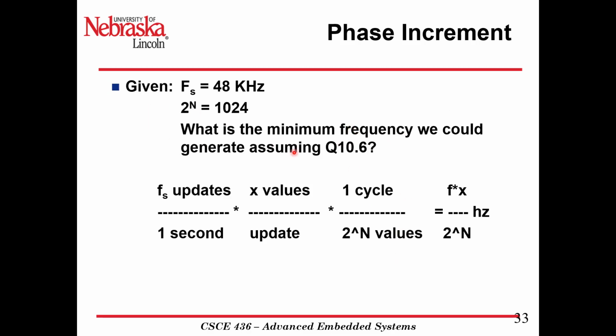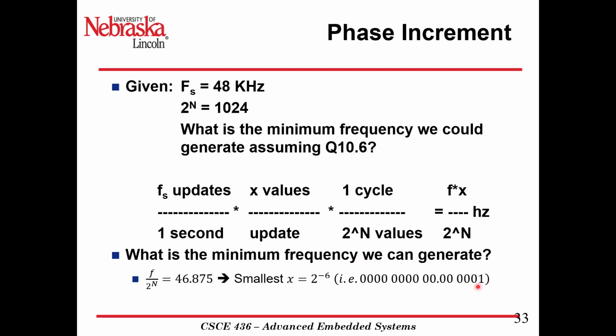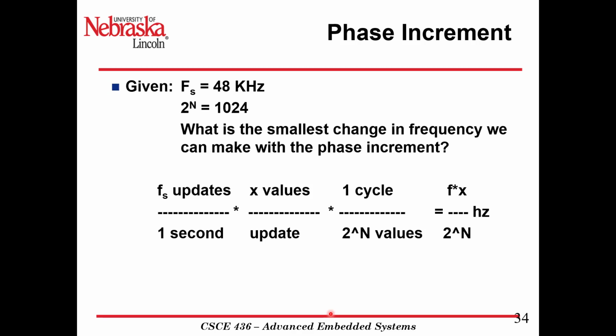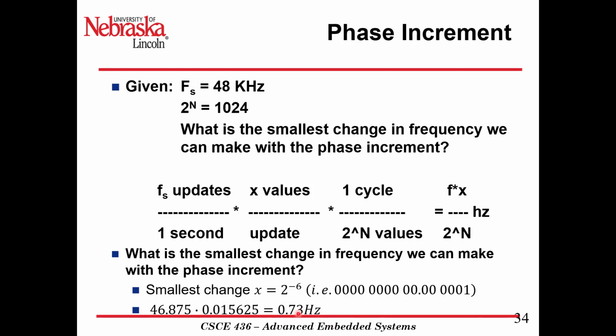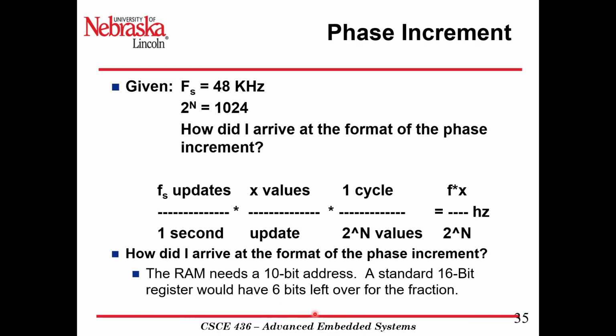What is the minimum frequency we can generate? Assuming 10.6, the minimum frequency would just be the very smallest number change, which would be 0.000001. So x is 2 to the minus 6, and that's going to give me roughly 0.73 hertz. What is the smallest change in frequency? The smallest change is going to be the same. The smallest phase increment change would be that least significant bit at 2 to the minus 6, thus giving us a change in frequency of 0.73 hertz for signals.